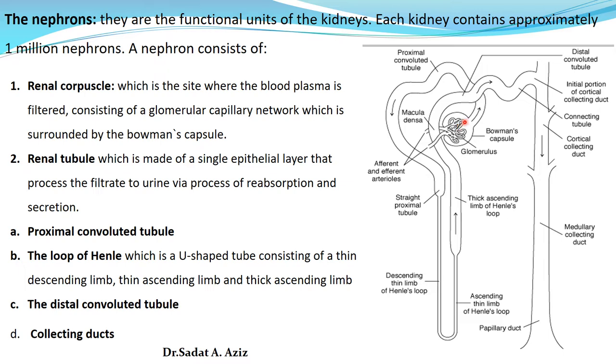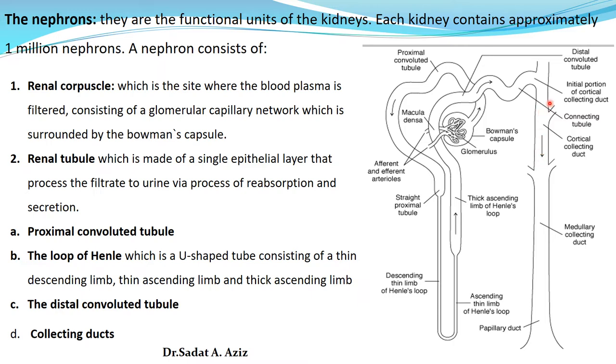Then the second structure of the nephron is the renal tubule. This elongated tube is called the renal tubule.